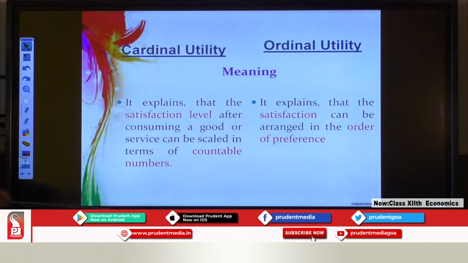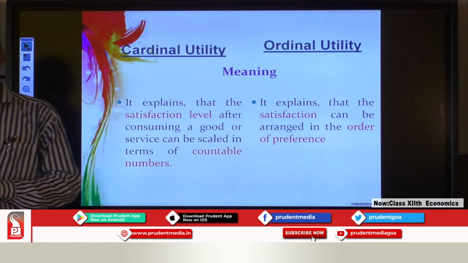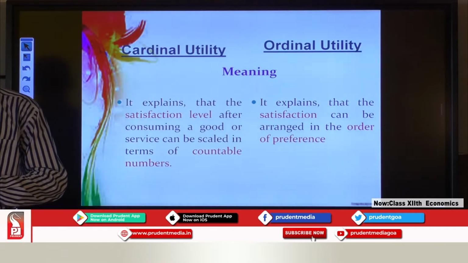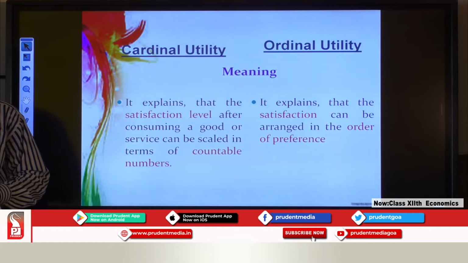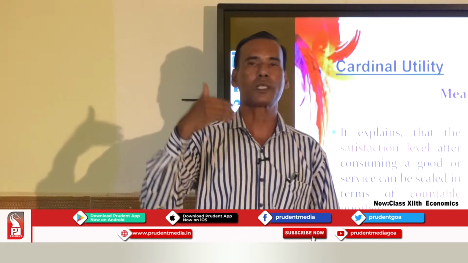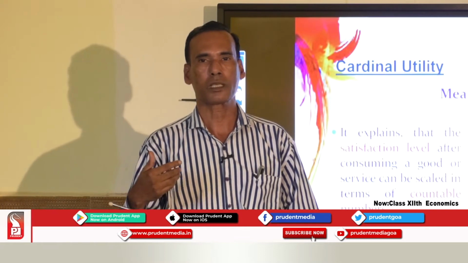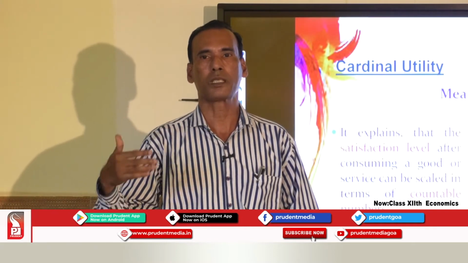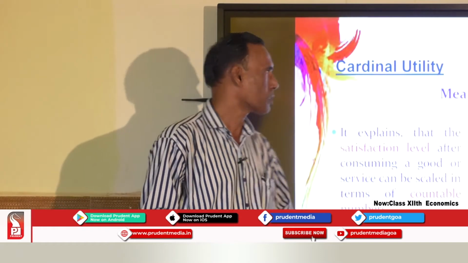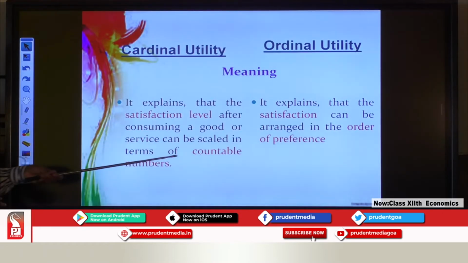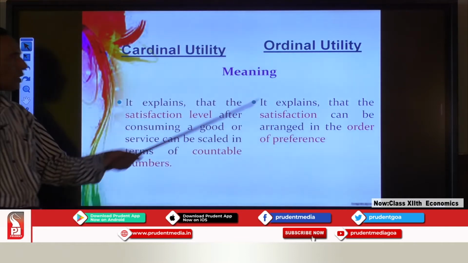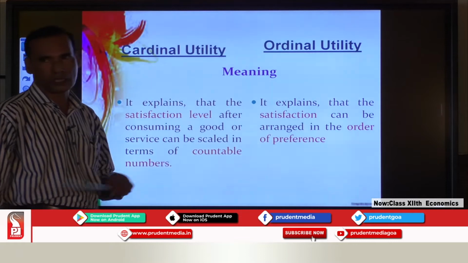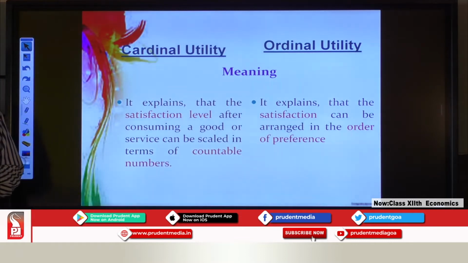Coming to ordinal measurement. Now here you don't use the numbers, but your satisfaction is measured in terms of preferences or the order of your preferences. Like, I like this first, I prefer this first, second thing, second preference, third preference, and so on. So in case of cardinal utility, it is numerically expressed or in countable numbers. Coming to ordinal, we measure satisfaction according to the preferences.